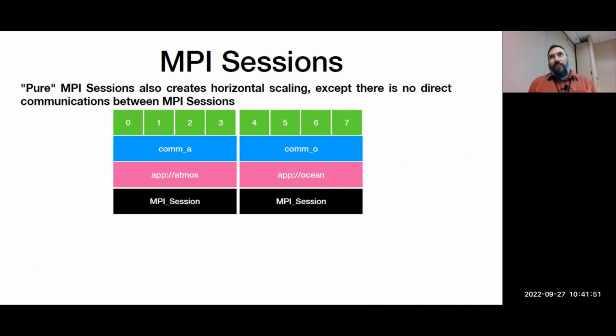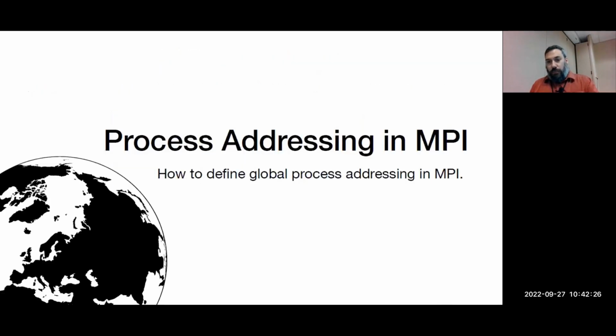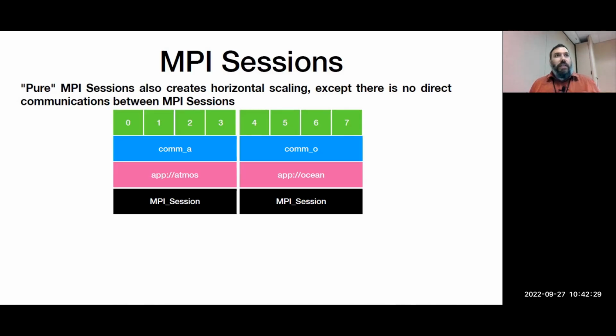Another way of thinking about that is MPI sessions. When you are in pure MPI sessions style, you can also create horizontal scaling because you will request resources based on some URI. For example, say you launch in the same job two sessions, one for the atmosphere app and the other for the ocean app. Then you will have complete separation between the two communicators. So we really have separate sets.